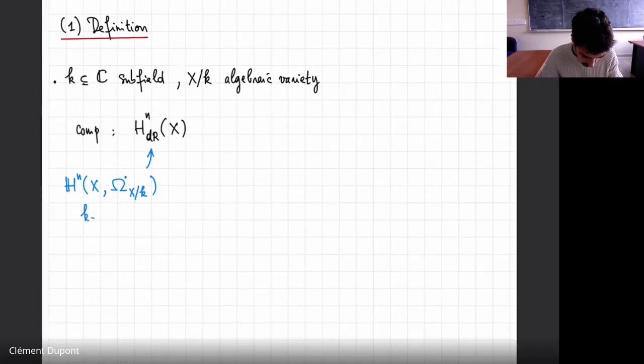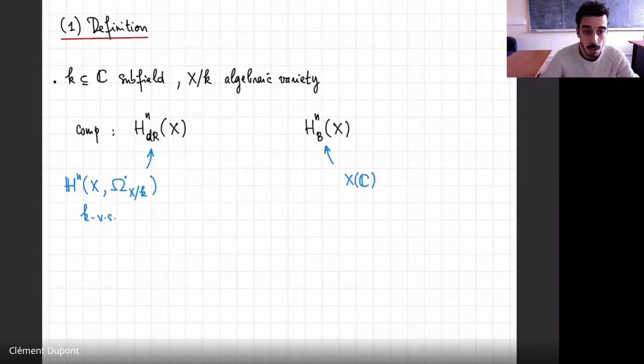This is a K-vector space. That's the whole point of algebraic de Rham. And on the other hand, you have Betti cohomology. So what is this by definition? You take the complex points of X. This is a complex space. In particular, it has a topology that comes from the topology of the complex numbers. And you take the usual singular homology of this and you dualize. So you take singular cohomology of this space. So it's just singular homology of this with rational coefficients, dualized. All right. And the comparison isomorphism is an isomorphism between these two things after tensoring with C.